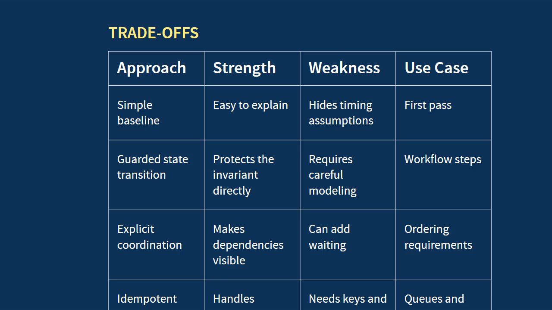So the next question is not which mechanism sounds best in isolation, but which one preserves the invariant with an acceptable cost. A simple baseline is easy to explain. Guarded transitions protect the state directly. Explicit coordination exposes dependencies, and idempotent design handles retries. How should I choose among them for A3? Start with the invariant, then choose the mechanism that matches the failure mode and the evidence you can defend.